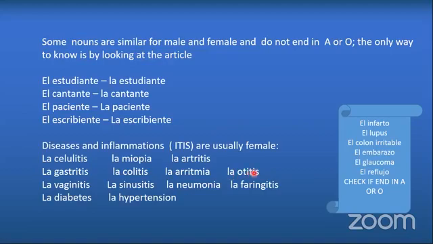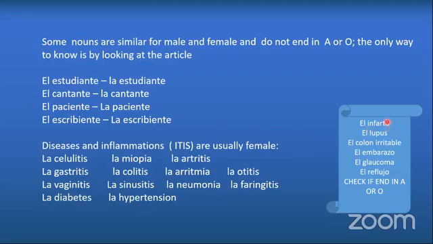La otitis. Sounds beautiful. La sinusitis. La neumonía. La faringitis. La hipertensión. Of course, there are a lot of diseases that are grammatically speaking male or masculine.